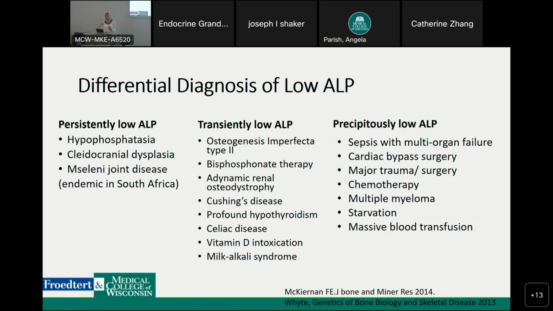So I think it's important to get a baseline alkaline phosphatase before starting bisphosphonates. And it could be transiently low in patients who have major trauma, major surgeries, patients with multi-organ failure and sepsis, and starvation as well.